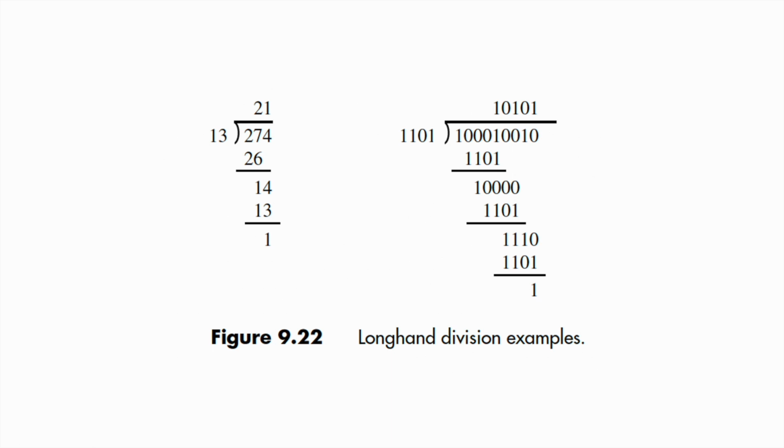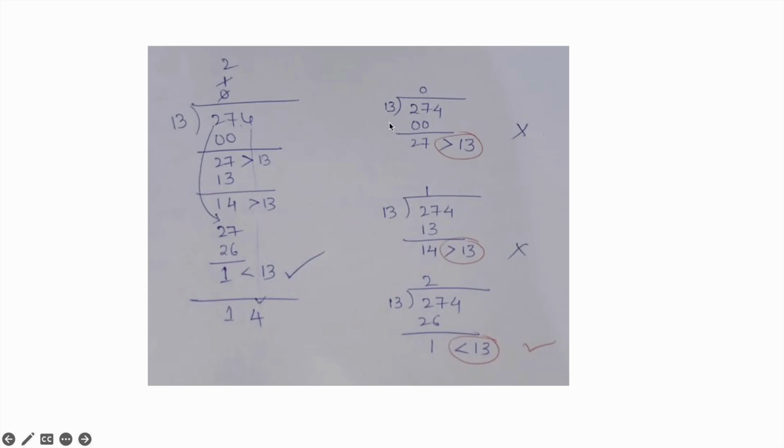The same operation is basically performed using two types: one is the non-restoring division algorithm, and the other is division using the restoring algorithm. So let us take the same example. 13 is the divisor, 274 is the dividend. Assume you are a kid and you don't know the 13 table. If you don't know, we'll keep on trying all the digits. First we'll try 0.